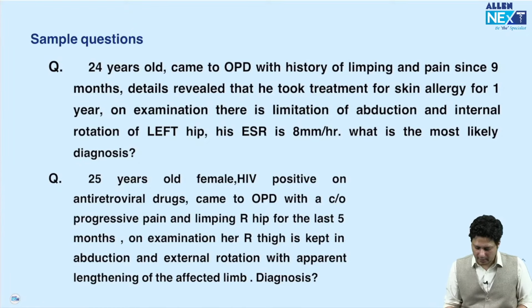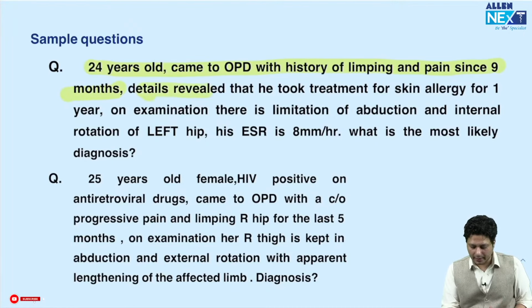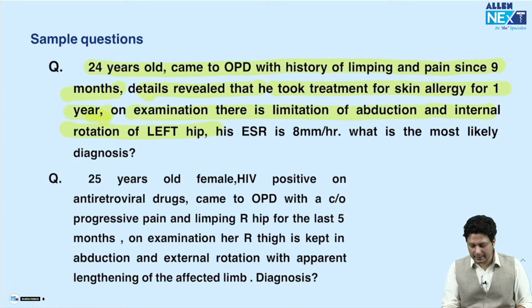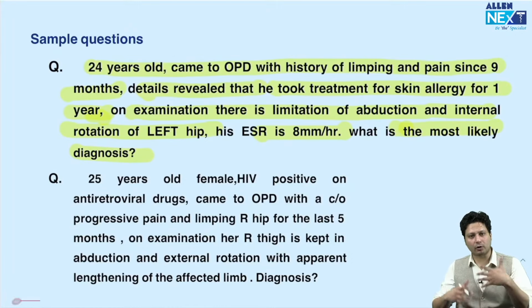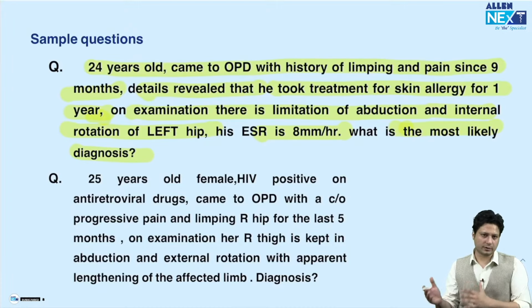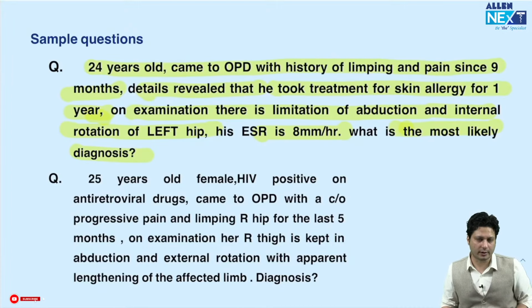The first question: a 24-year-old came to OPD with a history of limping and pain for 9 months. Details revealed that he took treatment for a skin allergy for 1 year. On examination, there is limitation of abduction and internal rotation of the left hip. ESR is 8 millimeters. What is the most likely diagnosis? As I told you, once you have gone through all those things, you will mark the answer as osteonecrosis of the head of the femur.